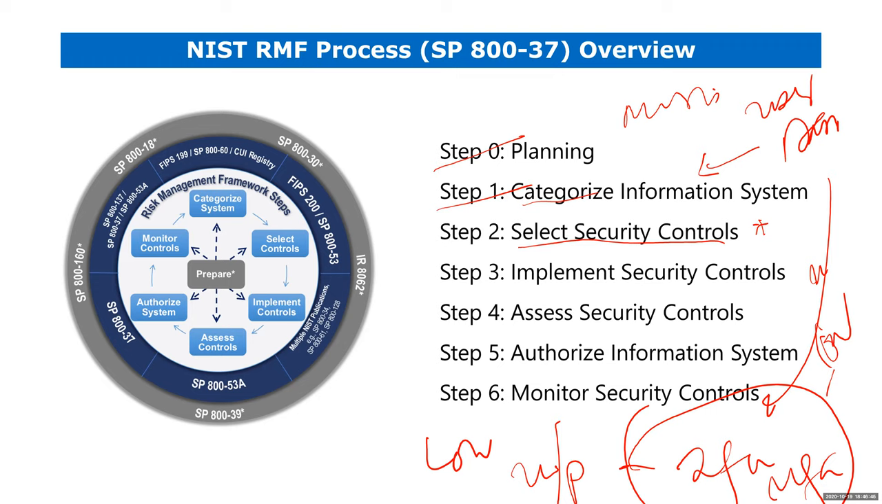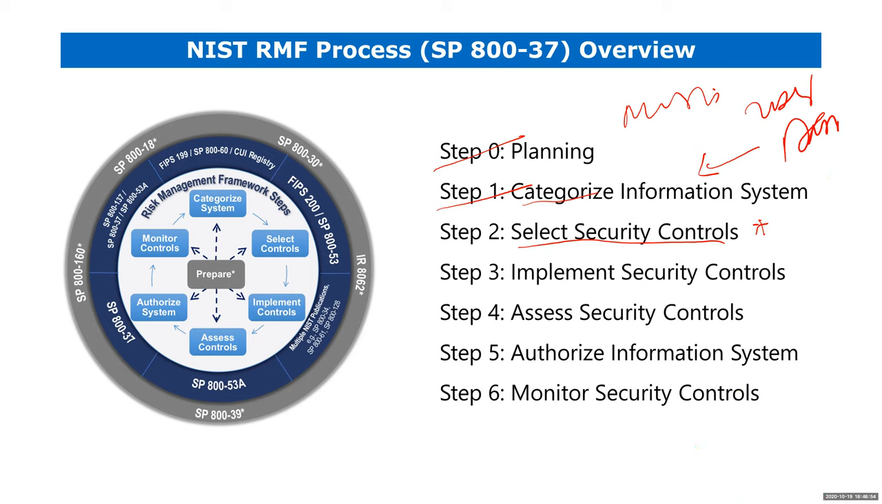If people are thrown off a little bit, we will see it in practice, okay? Now, I know last week I did my system at high. I'm sorry, so you're saying if it's a low system, but I choose some of the medium controls, the system can still be categorized as low? Yes. It doesn't change the categorization? No, it doesn't.